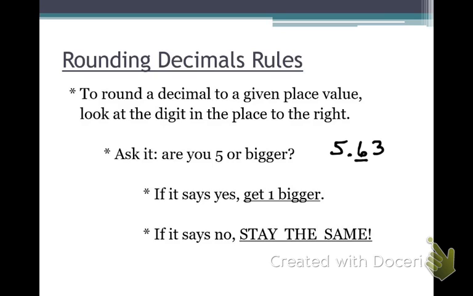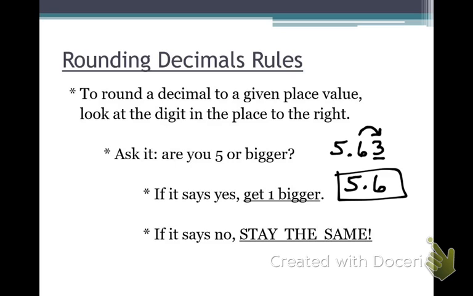So what you'll do is ask this number that you underlined, are you 5 or bigger? Here we're actually going to be rounding it to the ones place. When you look at that number and ask, are you 5 or bigger, if it says yes, then this number right here is going to get one bigger. So instead of 5.63, that rounded to the nearest whole number would be a 6. Let's say I was asking you to round it now to the nearest tenth. You'll look over here and ask this guy, are you 5 or bigger? Because he's asking his neighbor right there. That one says no. So if it says no, then the 5.6 will stay the same, and that would be your answer.